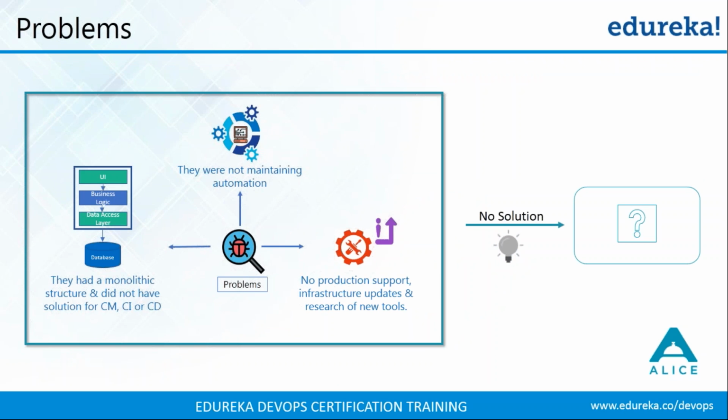At the early stage, when they were developing Alice and when Alice was getting deployed for the first time, they were not maintaining automation, neither did they have any kind of production support or infrastructure updates, and they were not researching new tools, because everyone working on Alice was very concerned about and only focused on just developing the product. They were not thinking about automation or including new tools, because they would have to research new tools and how to implement them. It would take a lot of time, and they were maintaining a monolithic structure, and they did not have any solutions for configuration management, continuous integration, and continuous delivery of the product.